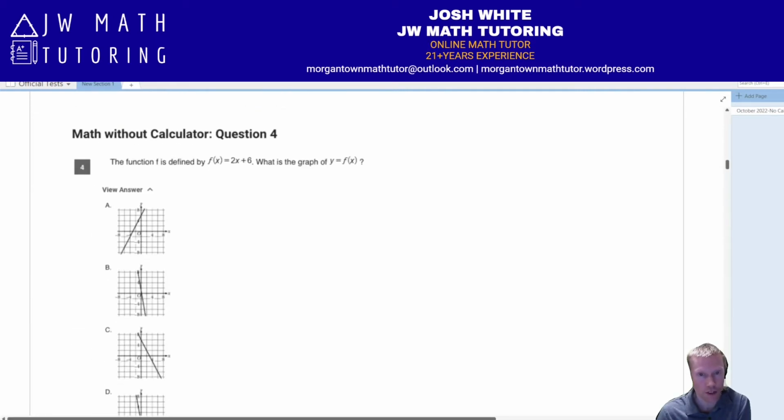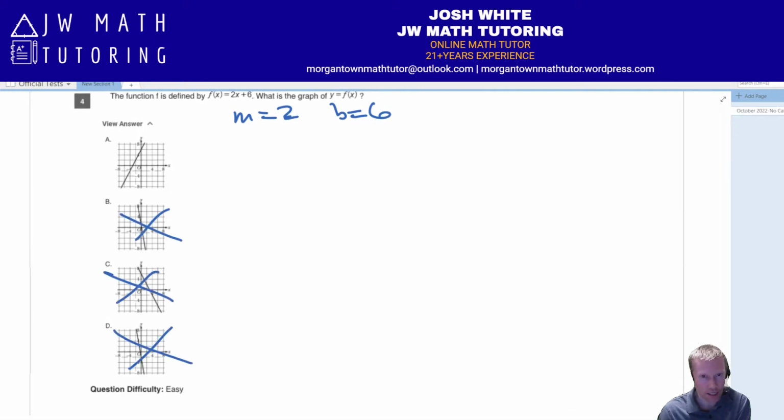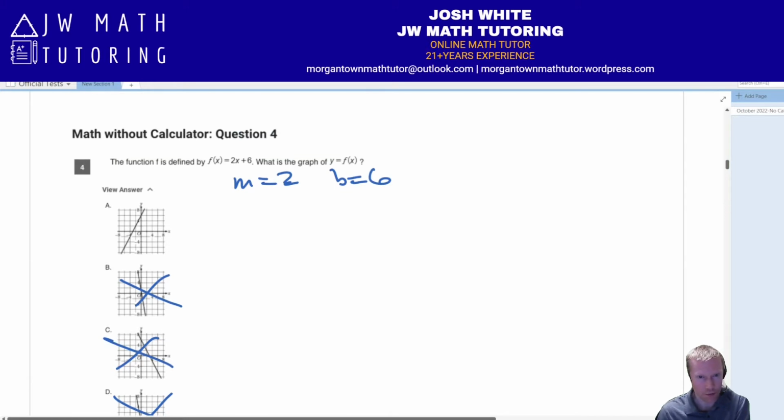Moving on now to question number 4. Here you're given a function and you're asked to identify the graph of it. But notice this is just a linear function in slope-intercept form with a slope of positive 2 and a y-intercept of 6. So when you look at all these answer choices, notice B, C, and D all have negative slopes. So therefore, they cannot be the correct answer. The only possible correct answer will be letter A. And it also has a y-intercept value of 6, which matches what we're given in the problem.